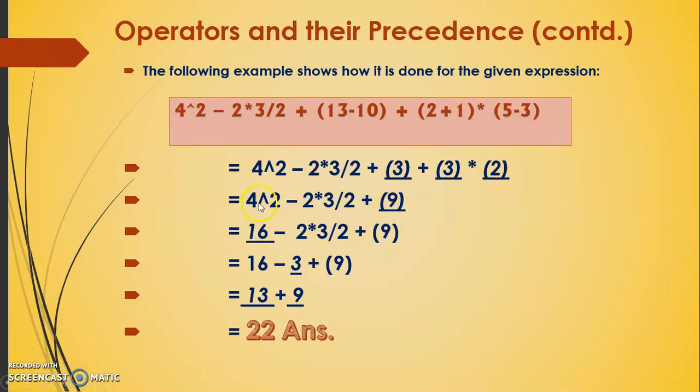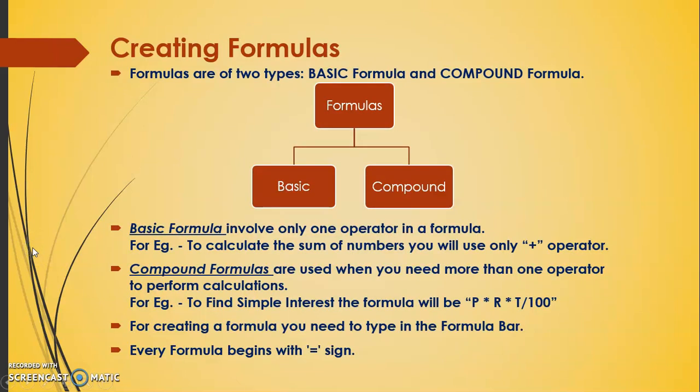Next part I am going to solve is this power function. 4 power 2. 4 की power 2 means 4 का square. 4 multiplied by 4 is 16. So what I have written here? 16. Now next step comes is of 2 multiplied by 3 divided by 2. Now whichever comes first is very clear here. यहाँ पे सबसे पहले क्या आ रहा है? Multiply. So we will solve multiply first. 2 multiplied by 3 is 6, and when you divide this 6 by 2 you get 3. Okay, and the answer will be 22.